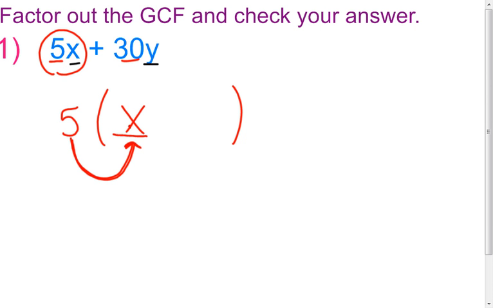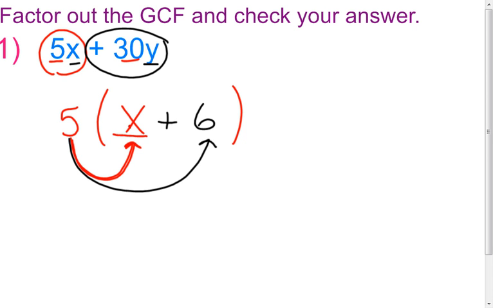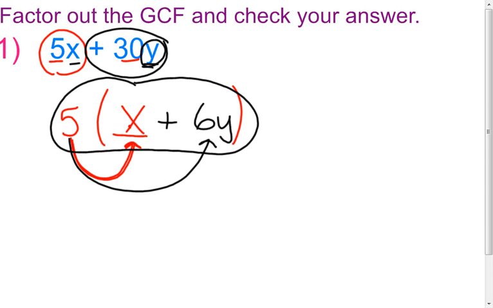Okay, then I need to figure out 5 times what am I going to put right here to get positive 30 back again. Okay, so 5 times positive 6, I need that there first. So 5 times 6 gives me the 30 back, but I also need the y right here. So 5 times 6y will give me 30y. And if you distribute that back out, you should get back to where you started. So 5 times x is 5x, 5 times 6y is 30y, and we are good. Okay, so this is what you've got right there.